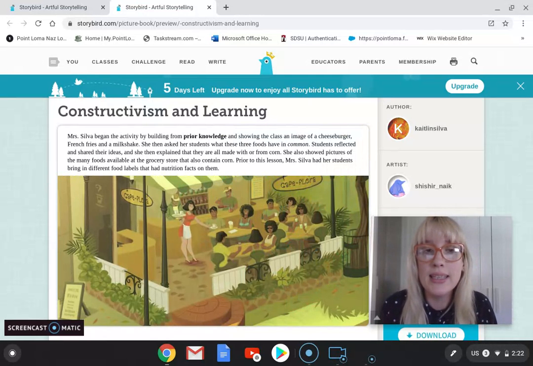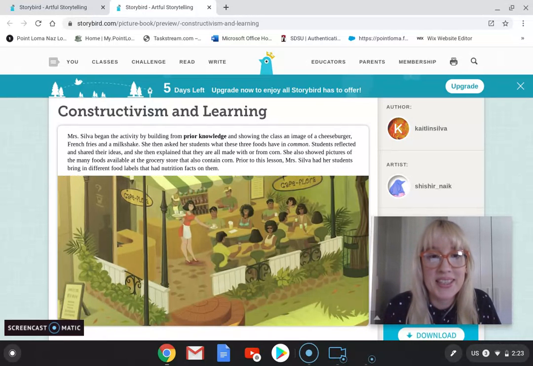So she begins the lesson by building from prior knowledge and showing the class visual images. She shows them a picture of a cheeseburger next to French fries, next to a milkshake, and asks what these 3 images have in common. Spoiler alert, they all have corn.